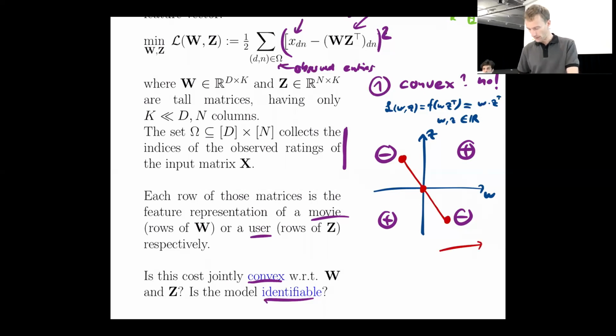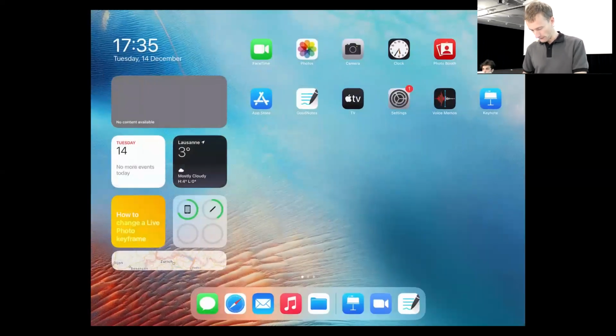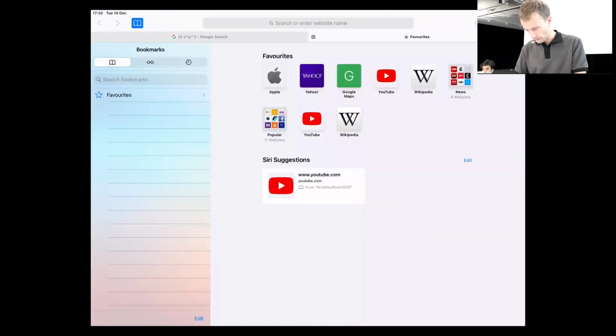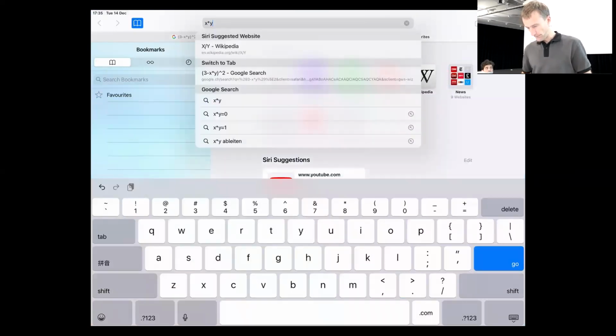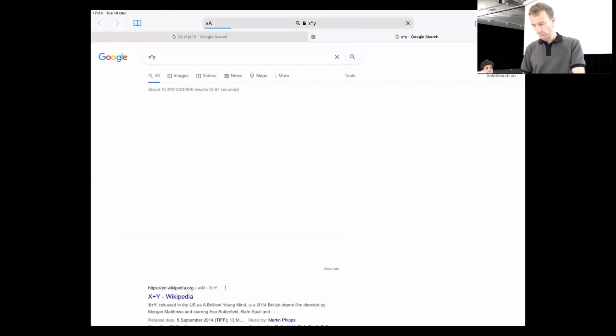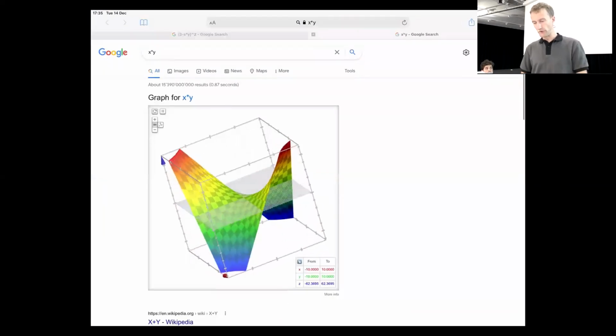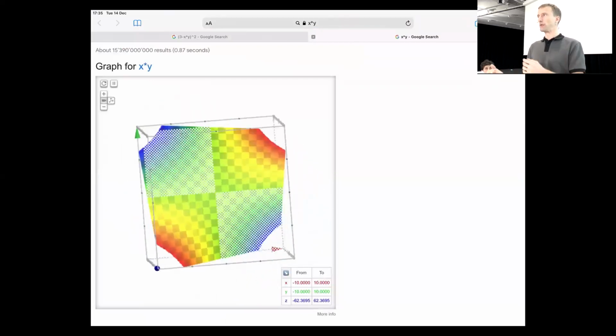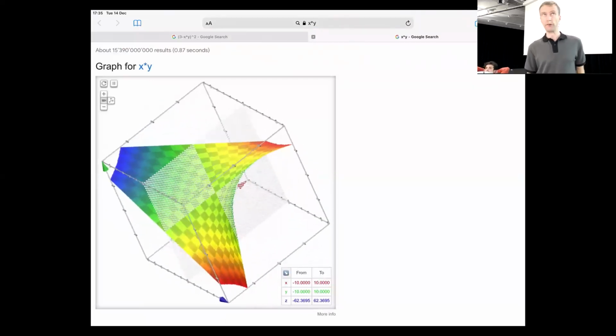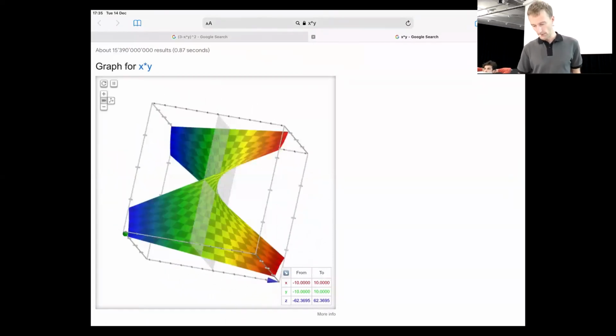So along this red line, the function looks a bit like this. So it's a non-convex function. You found a counterexample. And the function x times y actually looks quite nice. You type x times y into Google, and you see what it looks like. Of course, we have a higher-dimensional problem, but already in the one-dimensional case, where each of the two variables is one-dimensional, it looks like this. It's this kind of saddle function.